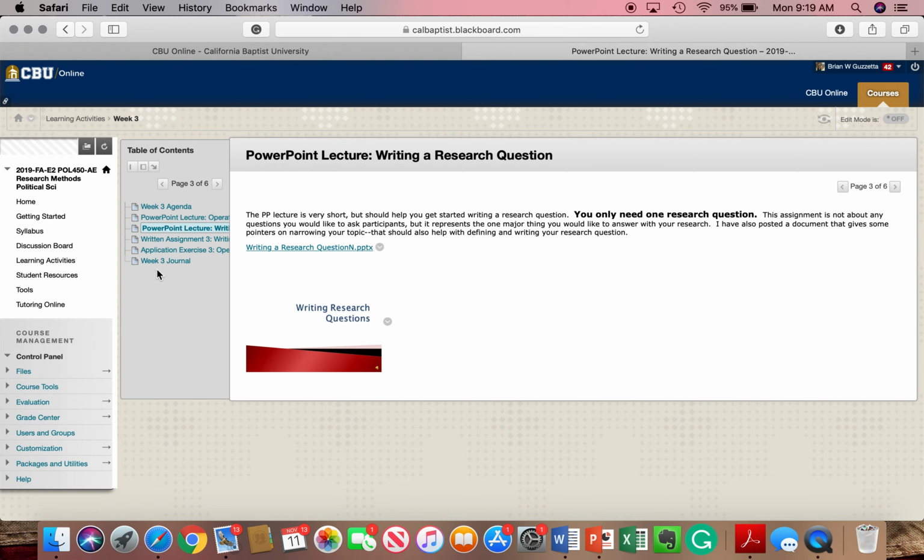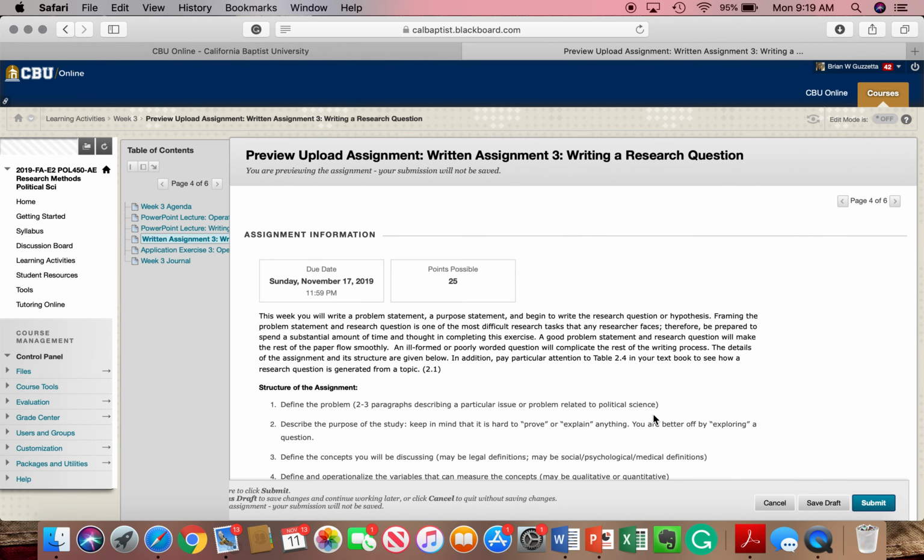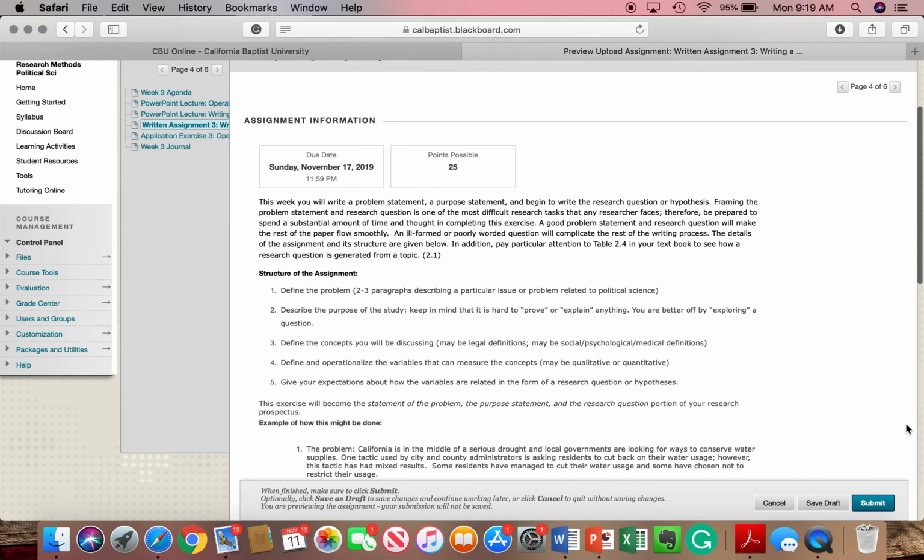So now that we have some lectures on how to write a research question, we're going to go into our assignments this week. Our first assignment is the actual writing of a research question. This one's going to be due Sunday at 11:59, November 17th, and there's 25 points available. So let me read through this. This week you will write a problem statement, a purpose statement, and begin to write the research question or hypothesis.